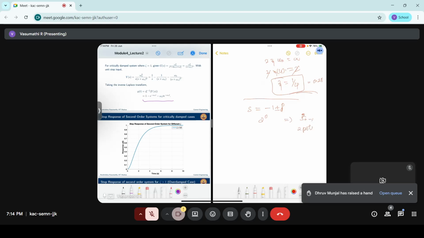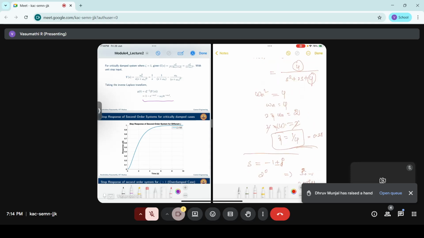Somebody raised a hand: Ma'am, omega n square was 4, so won't omega n be 2? Oh sorry, yeah. Omega n will be 2. So this will be 1 by 2, then it is 0.5. Thank you for pointing out.